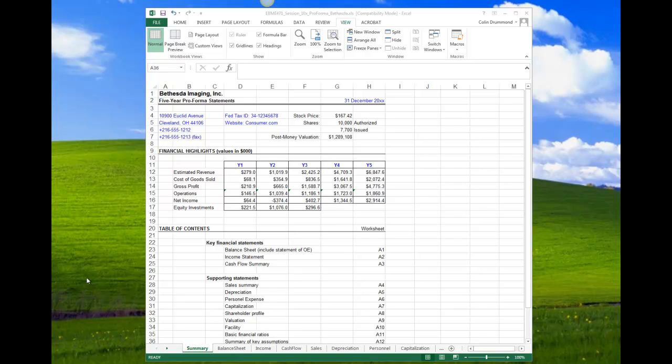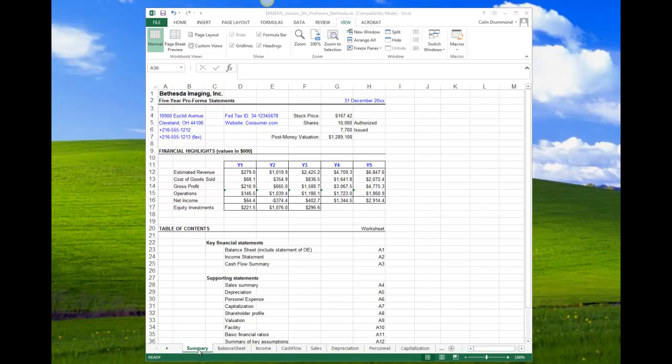In this video, we're going to take a quick tour of the Bethesda Imaging Workbook, and this contains many of the features of a pro forma that you'll want to use in a typical business plan or even in just a summary, executive summary. It suffices for that. It contains all the necessary elements you'll need, and there's minimal input required to produce a reasonable set of pro forma.